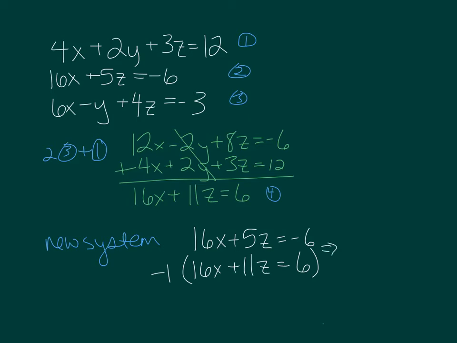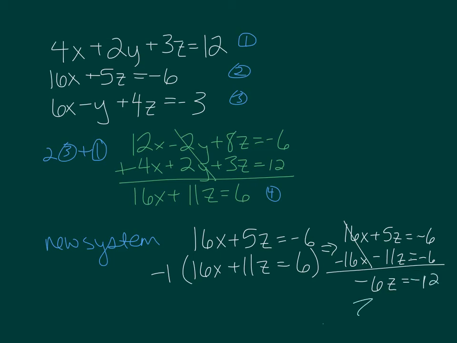So if we rewrite this system, we have 16x plus 5z equal to negative 6. That one is unchanged. Multiply everything in the second equation by negative 1. I'd have negative 16x minus 11z equal to negative 6. Okay, if I add these two equations, my x variables will eliminate, and I'll be left with negative 6z equal to negative 12. Solving for z, I get that z is equal to 2, and I have my first part of a three-part solution.